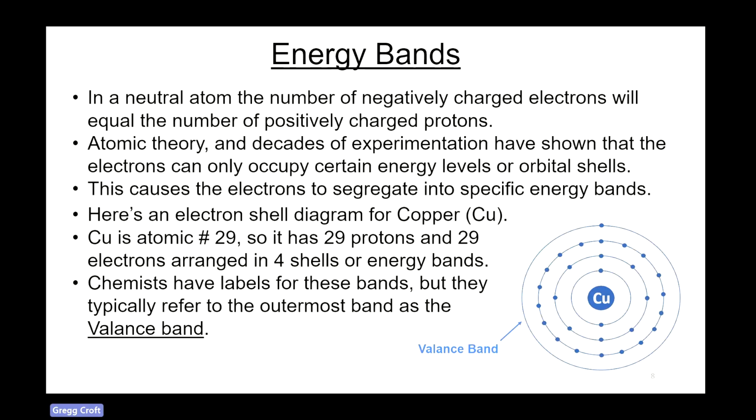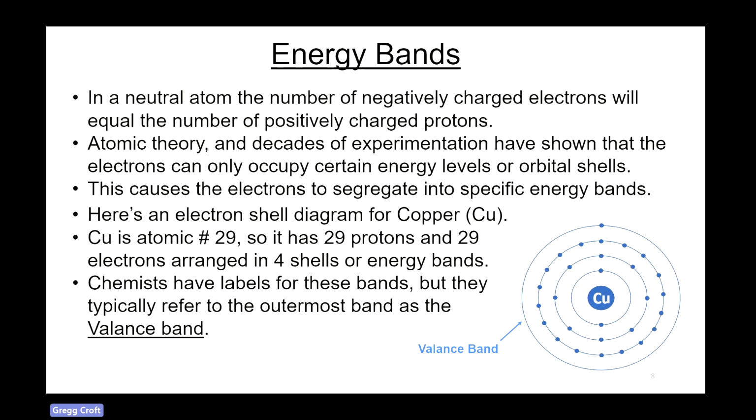In a neutral atom, the number of negatively charged electrons will equal the number of positively charged protons. Atomic theory and decades of experimentation have shown that electrons can only occupy certain energy levels or orbitals around the nucleus, sometimes called orbital shells. This causes the electrons to segregate into very specific energy bands.